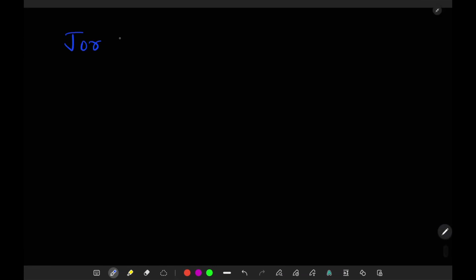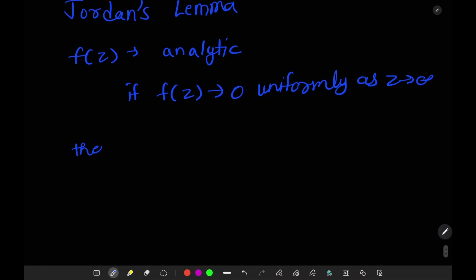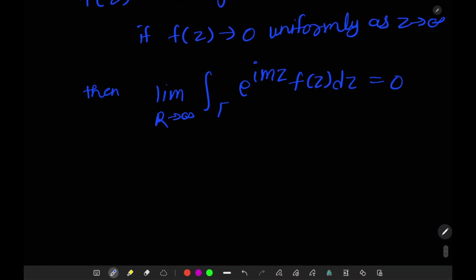Now another topic, Jordan's lemma. If f(z) is analytic except at a finite number of singularities, and if f(z) tends to 0 uniformly as z tends to infinity, then limit R tends to infinity, integral over the semicircle of e raised to power iota mz f(z) dz equals 0. Here m is greater than 0.